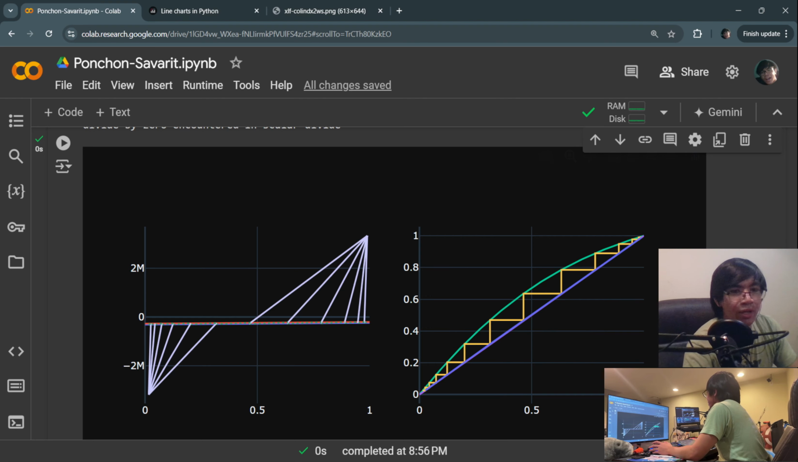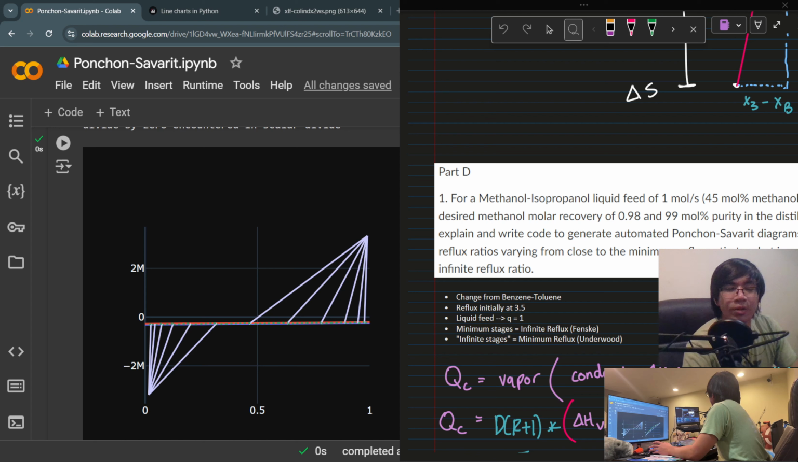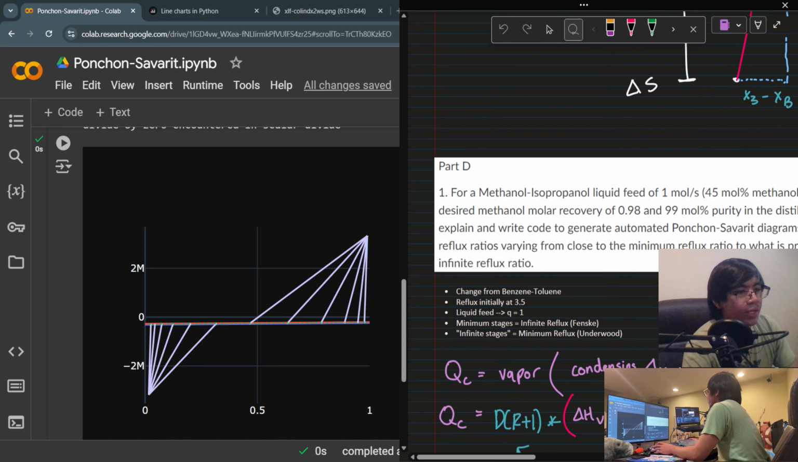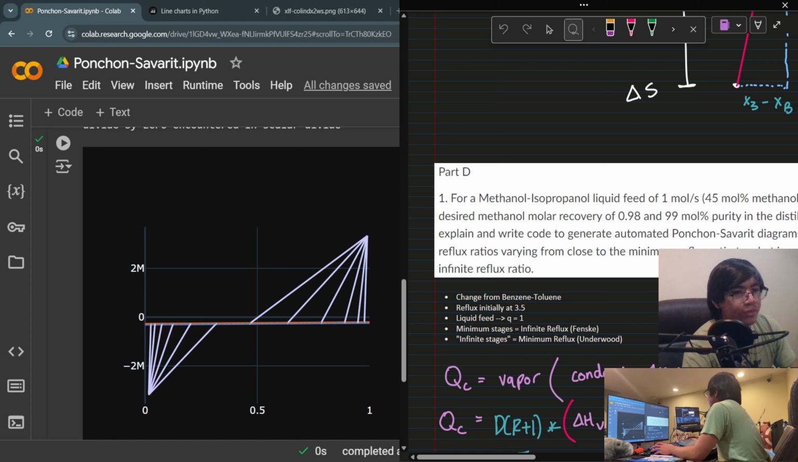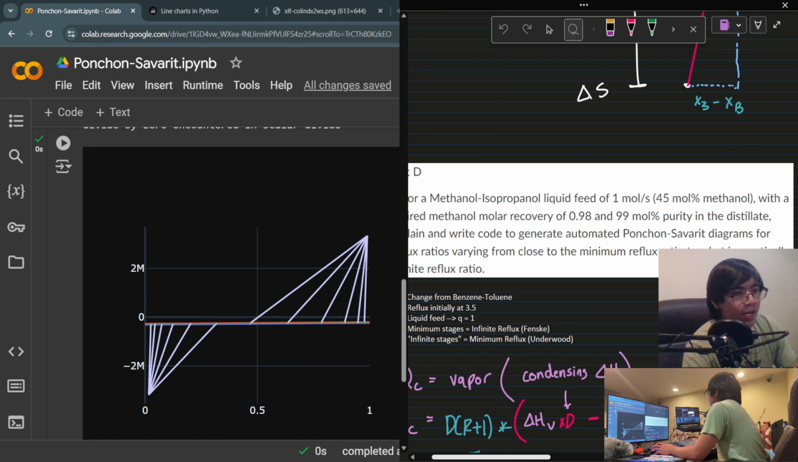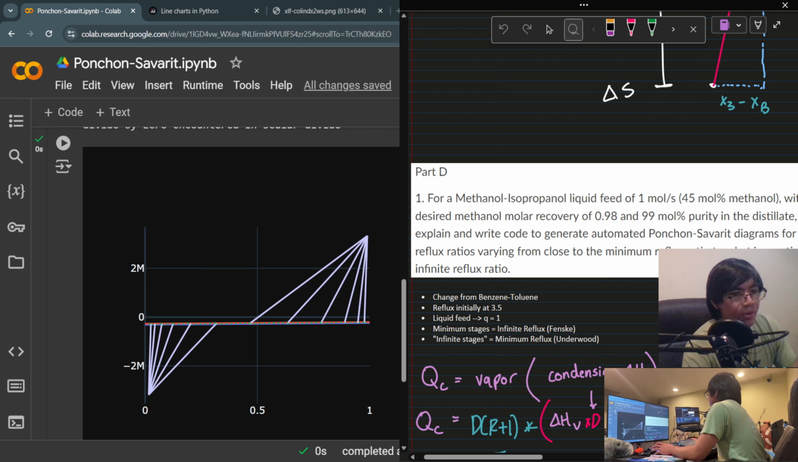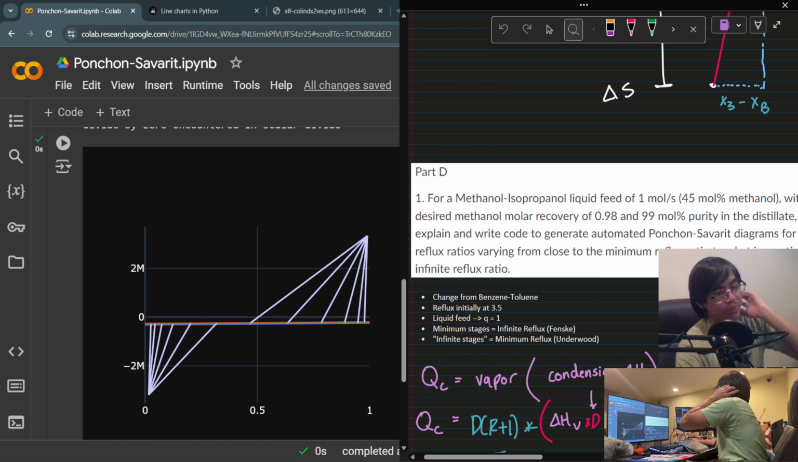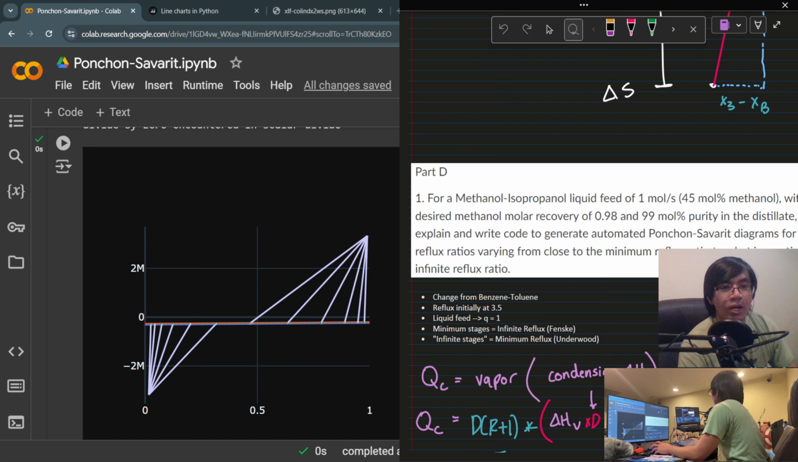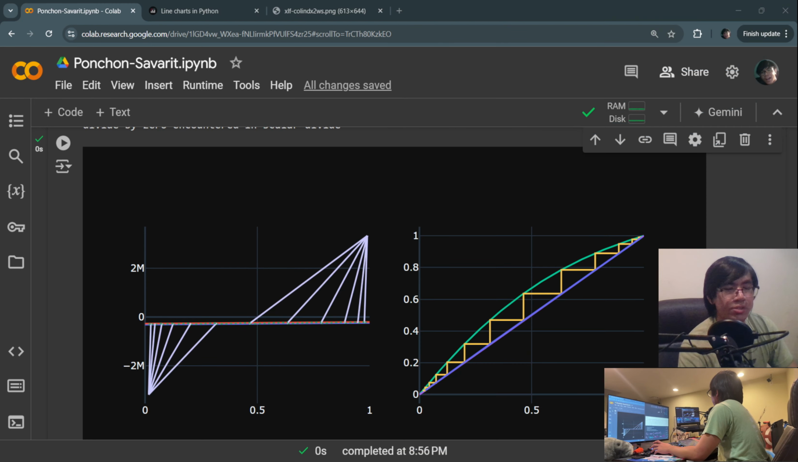I think I went backwards, but that's okay. So we talked about infinite reflux. Now the minimum reflux ratio, so that's the Underwood equation that we were talking about at the end of class. I think this lets you calculate the minimum reflux ratio. So if we decrease our R too much, remember our slope is R over R plus 1.